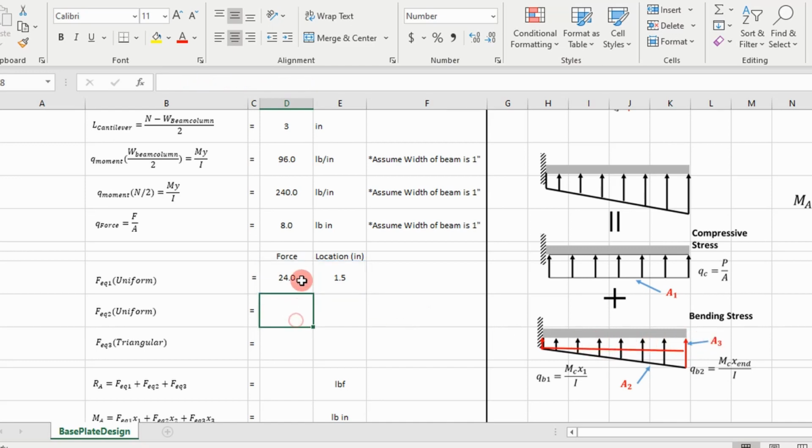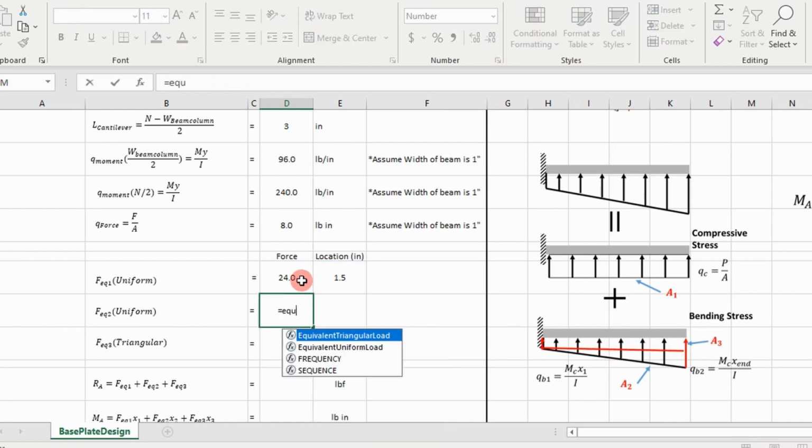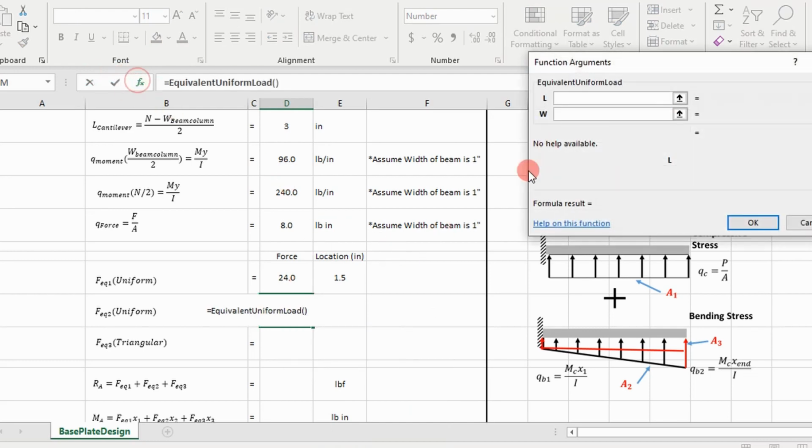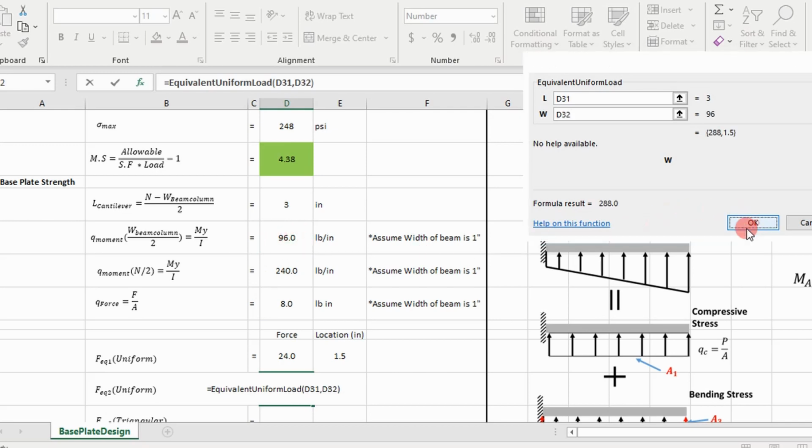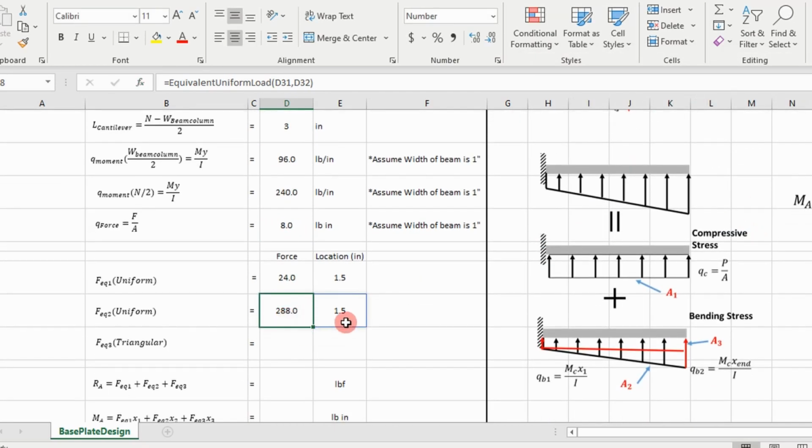The next thing we want to do is calculate the area of this uniform load, so A3 right here. So we're going to use the same function, equivalent uniform load. The length of the load is 3 inches and the line load is going to be 96 pound-inches. So that's our force and that's where it acts. And so now we have to calculate the area of this triangular section, so 1/2 base times height.